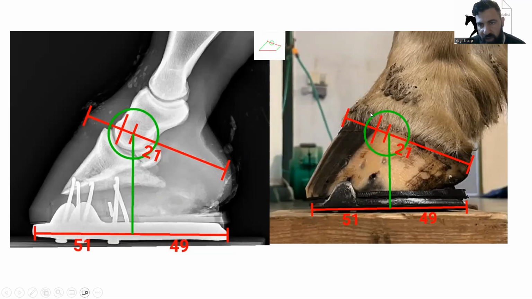So this template on the outside of the foot tells us where our center of rotation is, where our extensor process is, and where our navicular bone is. So how cool is that? We don't need an X-ray to locate these positions. And then we can map the base proportions around that from an external view.